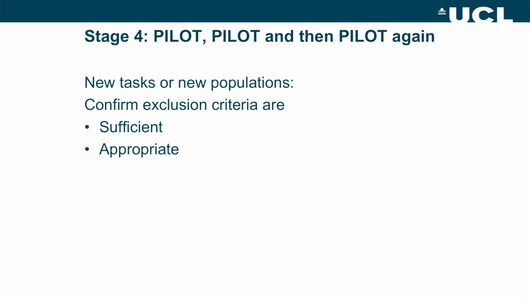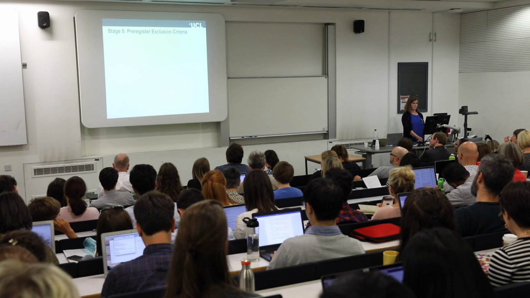And you need to make sure they're appropriate, that you haven't been overly harsh, that for example, your language screening isn't causing you to throw out participants who really should be part of your sample, that you're not screening out the tail of the real distribution.